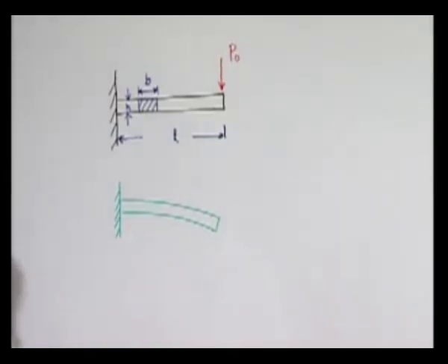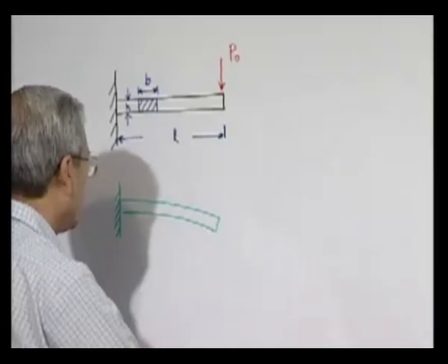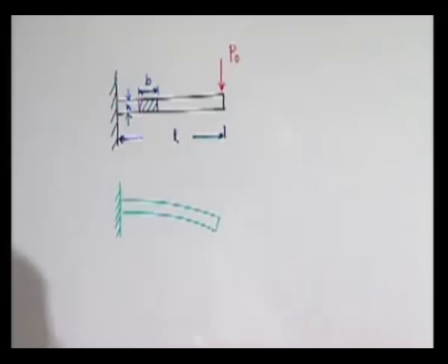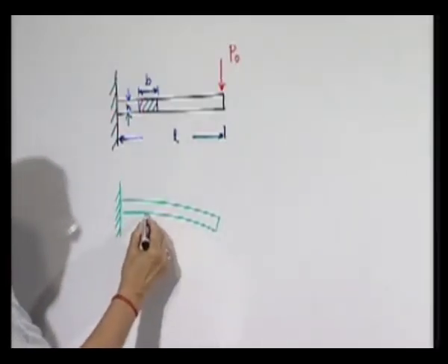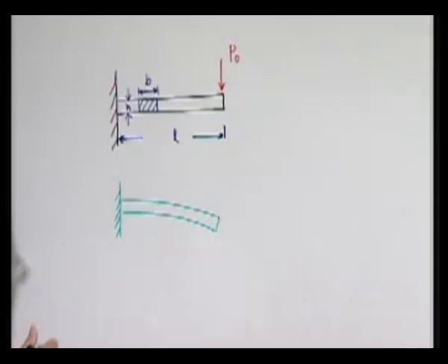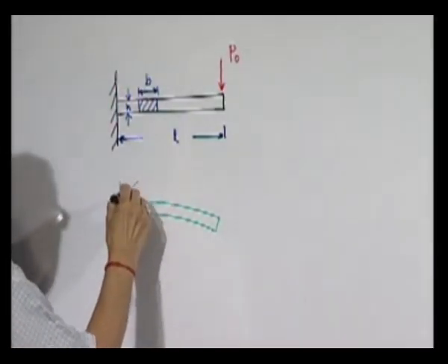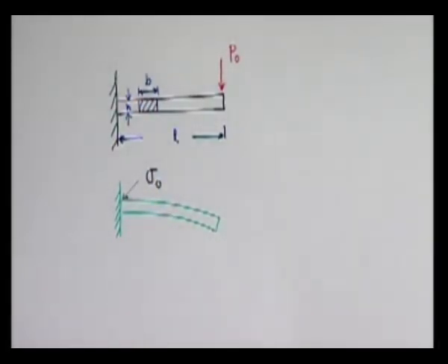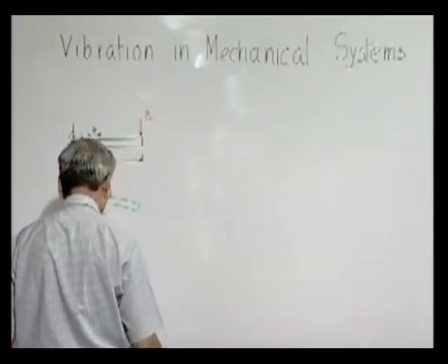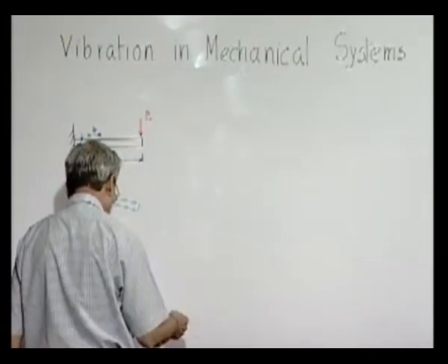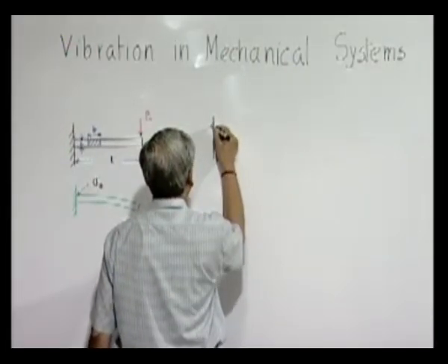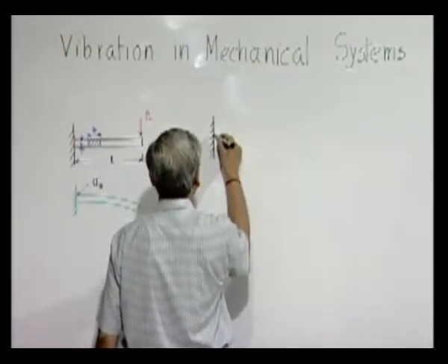Now, in this deflected position, what happens? We all know that this outer, that means the upper layer will be stressed, subjected to a tensile stress, and the lower one will be subjected to a compressive stress. And we also know from our study of solid mechanics that this is the location where the stress magnitude will be maximum, say it is sigma 0. Now, what we do next, we take up a case where the same beam is subjected to a dynamic loading.